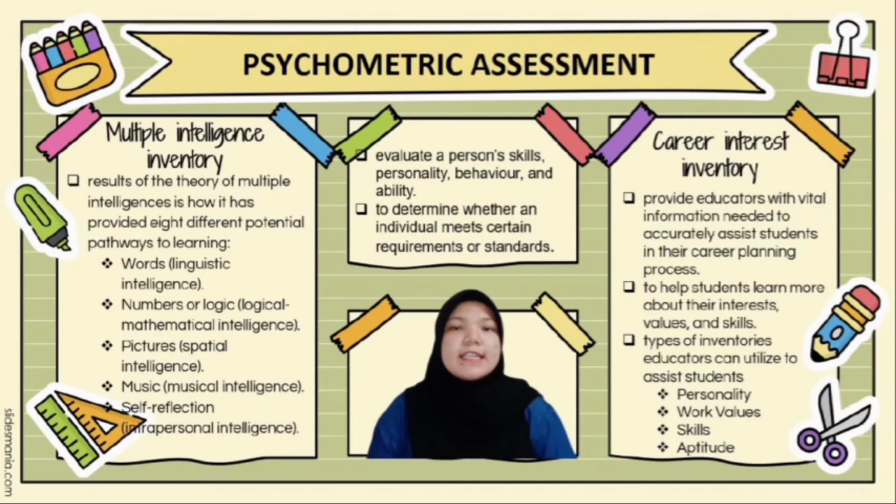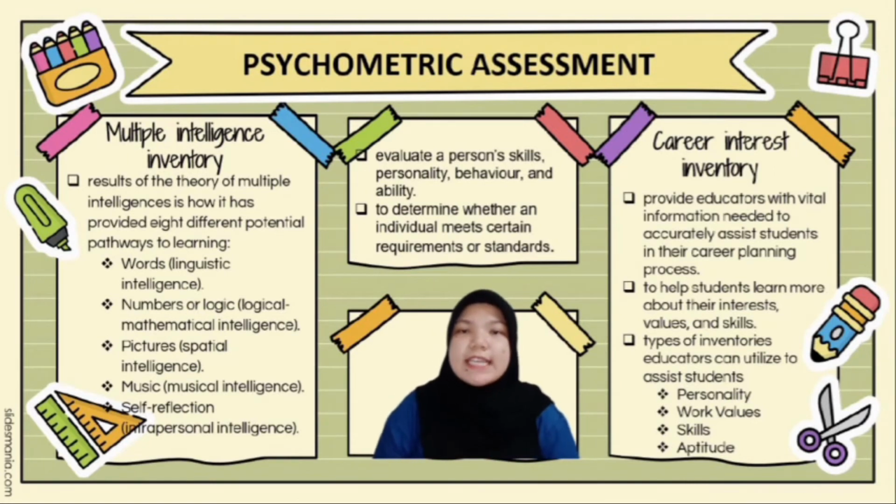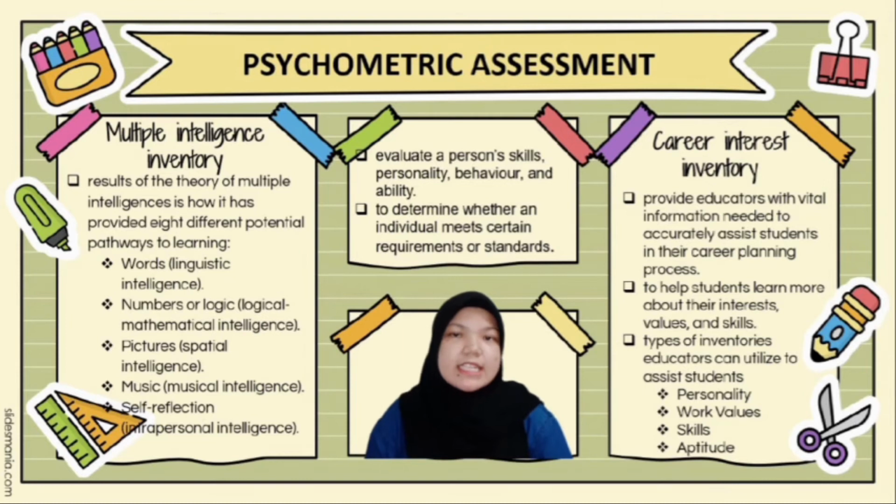A psychometric assessment is conducted to evaluate a person's skill, personality, behavior and ability. Its goal is to determine whether an individual meets certain requirements or standards. It involves the use of questionnaires, conducting personality tests, and assessing the person's educational achievement. Next, the multiple intelligence inventory. One of the most significant results of the theory of multiple intelligences is how it has provided 8 different potential pathways to learning, which are words, number or logic, pictures, media, and music.